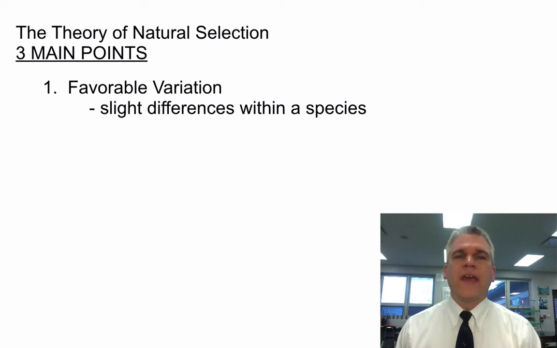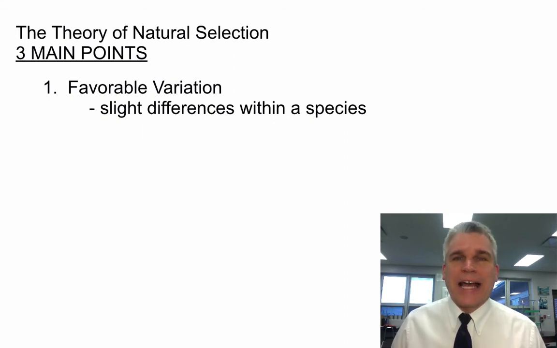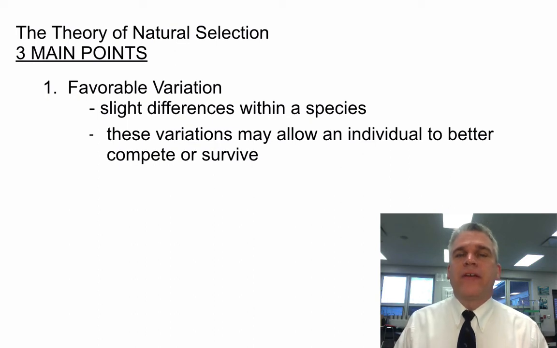The first one is favorable variations. This says that there are slight differences within a species. So in other words, no two individuals look exactly alike, and these variations may allow an individual to better compete or to better survive in their environment. Now, having these favorable variations doesn't mean that they're going to survive. It just gives them that chance to better compete and to better survive. What are these favorable variations? Well, it depends on the species.